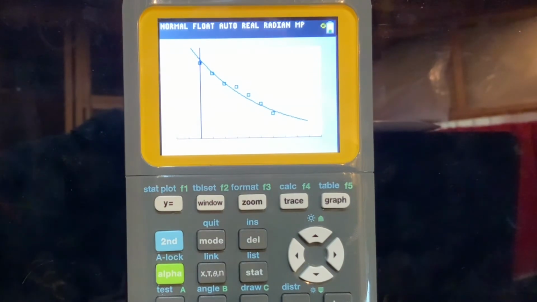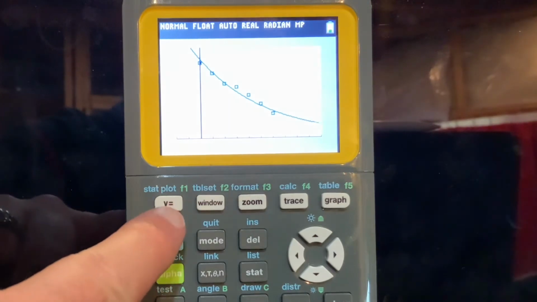That curve isn't going to go through all the points. It never will. But there's a big explanation for this that takes a long time to explain. But in general, this is the curve that fits the data the best. So that's how you do a quadratic regression.